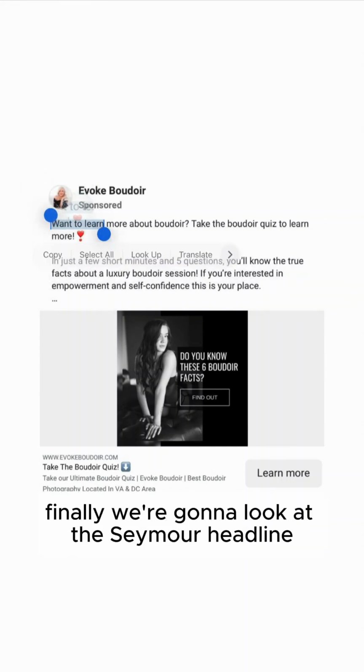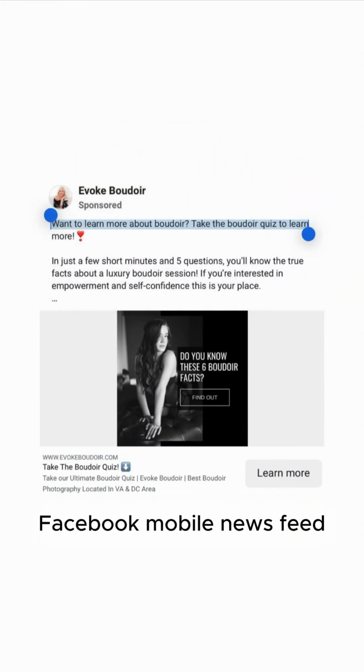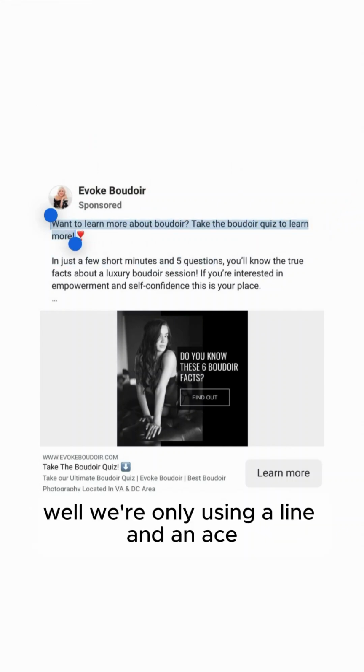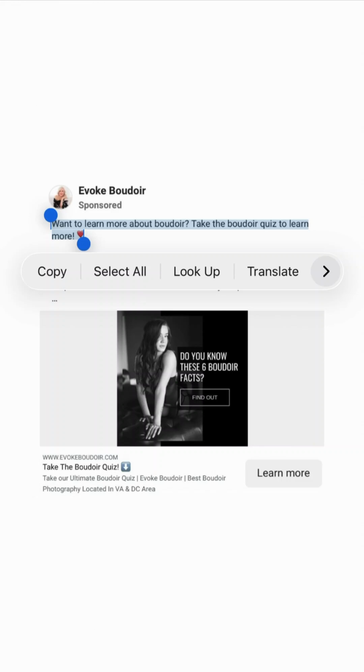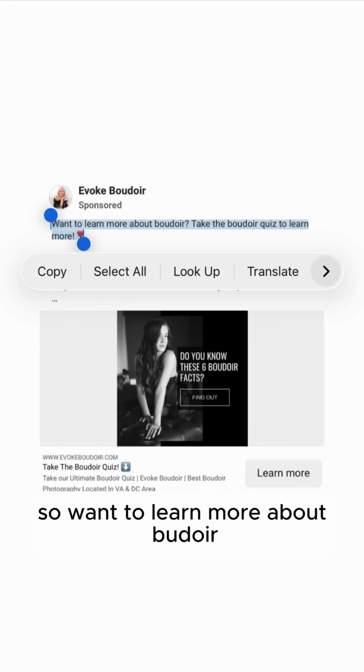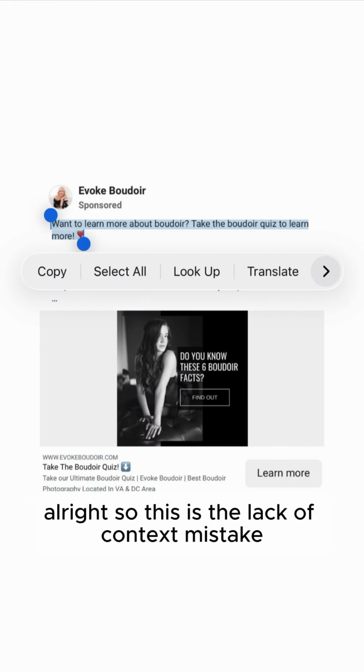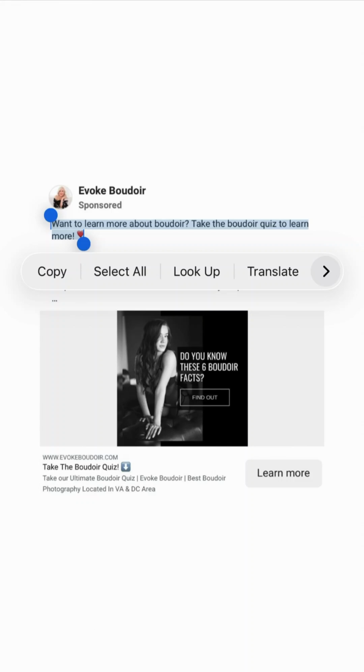Finally, we're going to look at the See More headline. First 2 3/4 lines on the Facebook mobile news feed. Well, we're only using a line and an eighth. So, want to learn more about Boudoir? Take the Boudoir quiz to learn more. All right, so this is the lack of context mistake.